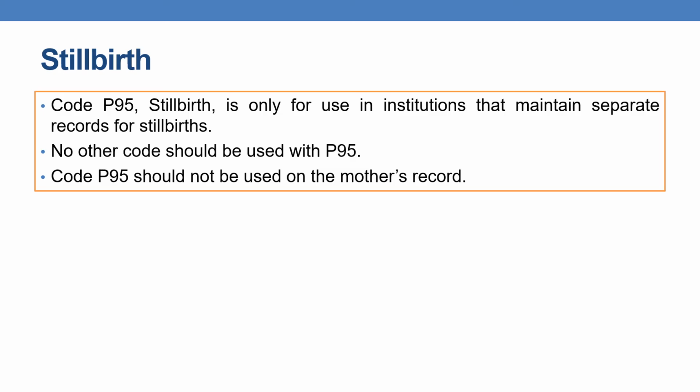Stillbirth is coded by P95. It is only for the use in institutions that maintain records for stillbirths, and no other code should be used with P95. And code P95 should not be used on mother records. Three important guidelines. They are used only in the institutions which maintain separate stillbirth records, and no code should be used along with P95. And P95 should not be used on the mother's record.